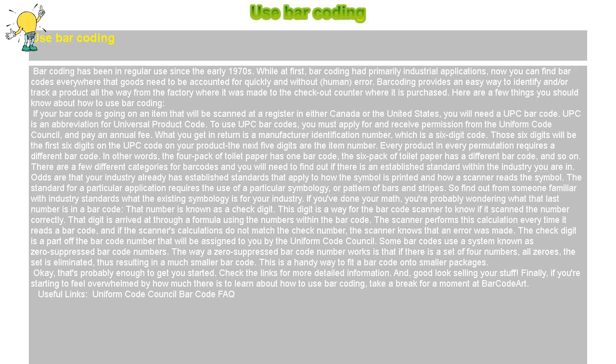Some barcodes use a system known as zero-suppressed barcode numbers. The way a zero-suppressed barcode number works is that if there is a set of 4 numbers, all zeros, the set is eliminated, thus resulting in a much smaller barcode. This is a handy way to fit a barcode onto smaller packages.